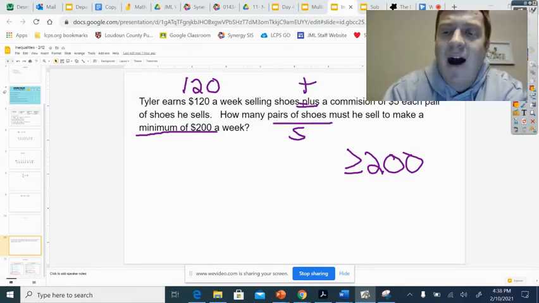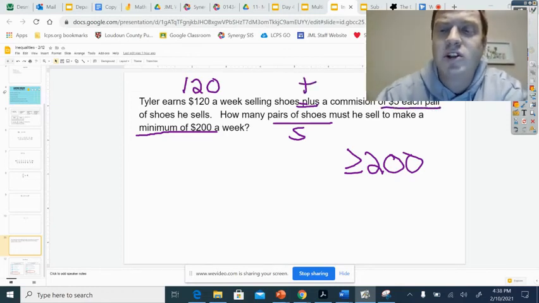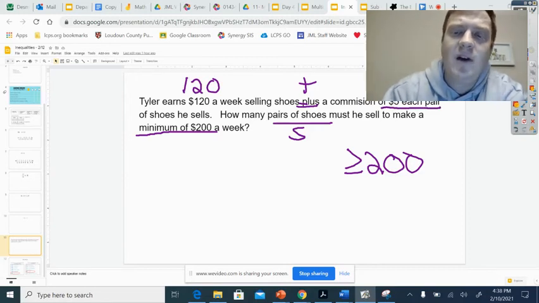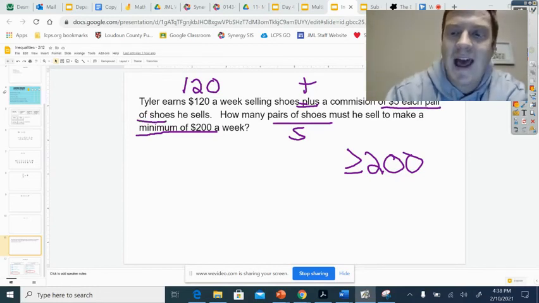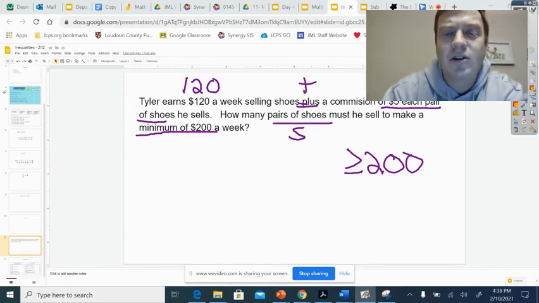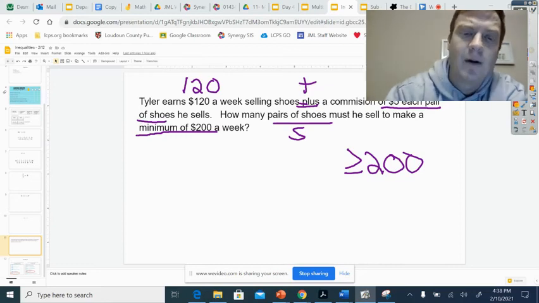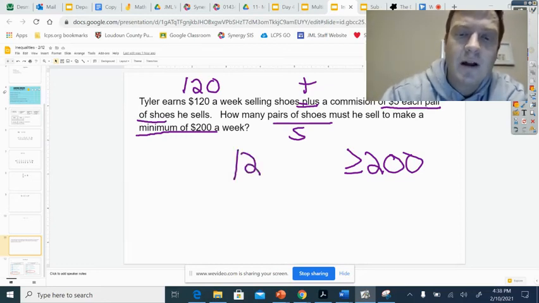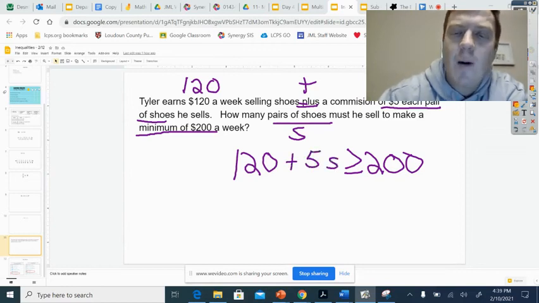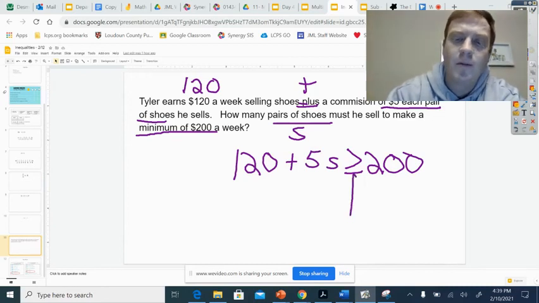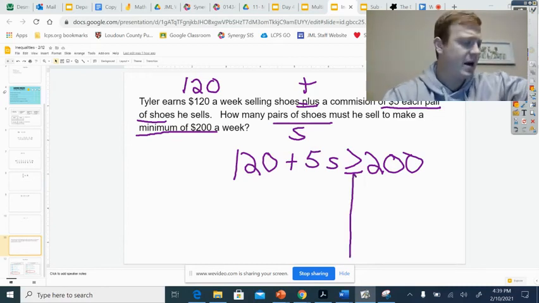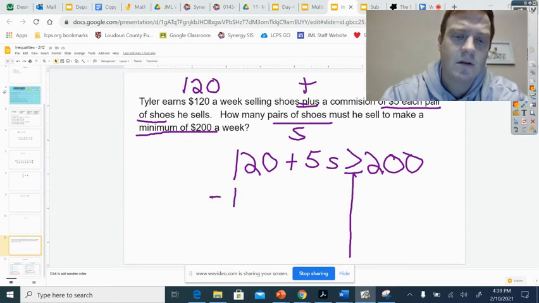And I'm going to add $5 for each pair of shoes. So I have my $5, and I told you that each means to multiply, and then you multiply by the number of shoes, S. So now that I have 120 plus 5 times S, I'll rewrite it nice and neat. 120 plus 5S. And now I'm ready to solve. So we're going to solve these just like the other ones. Remember, you put your bar down, and you're going to subtract 120 on both sides.